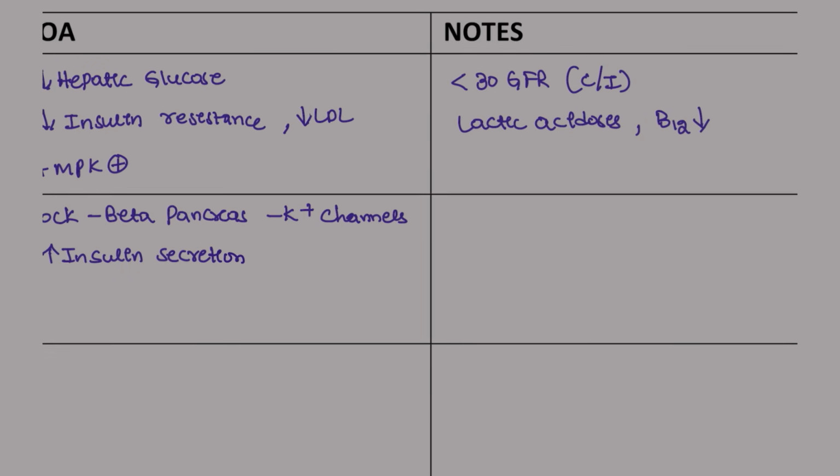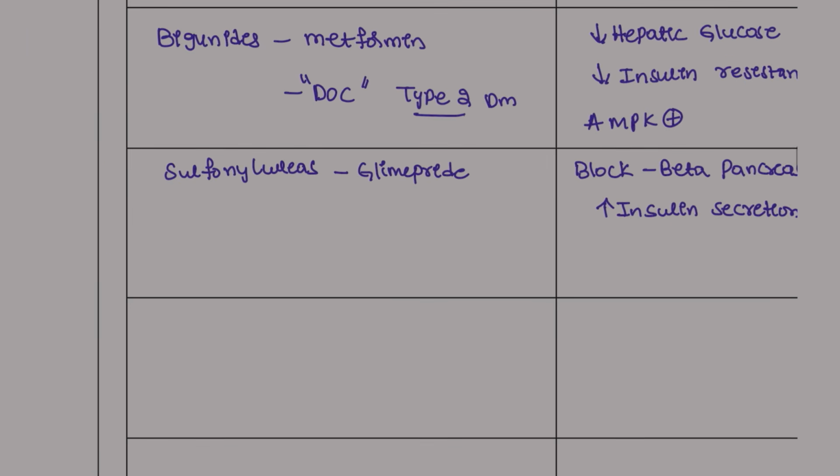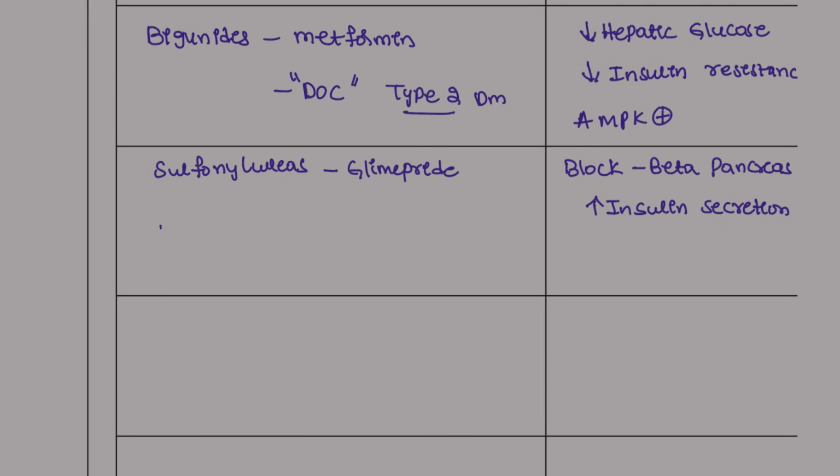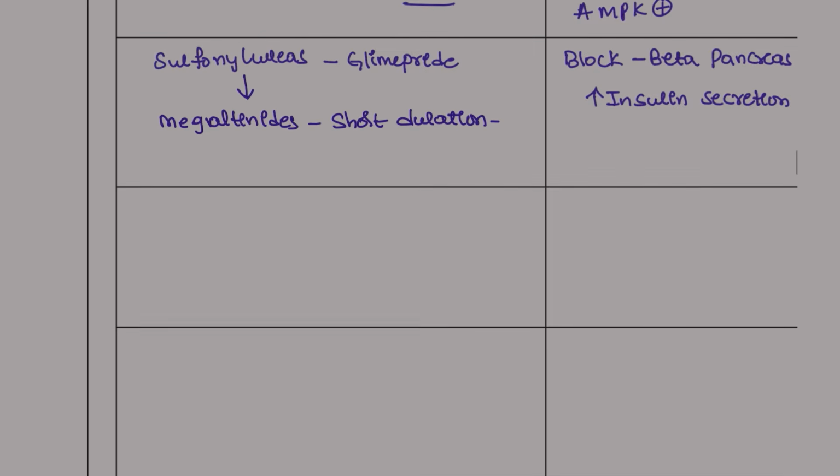This is the mechanism, but it is highly associated with hypoglycemia, very high. Even a small dosage can cause hypoglycemia. Weight gain will be seen, so it is contraindicated in heart patients. Another type is the meglitinides. These have a similar action, but a short duration; same action, but they are short acting drugs.